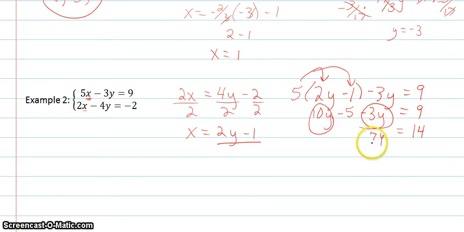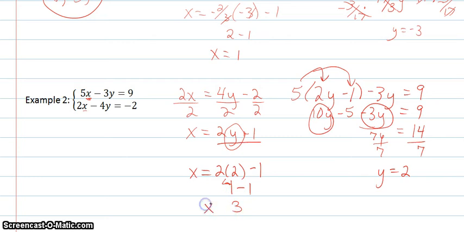Then divide both sides by 7, so y equals 2. Then I just need to fill that 2 in here to find out what my x is. So x equals 2 times 2 minus 1. So x is 4 minus 1, so x is 3. So the final answer here is 3, 2 as our point of intersection.